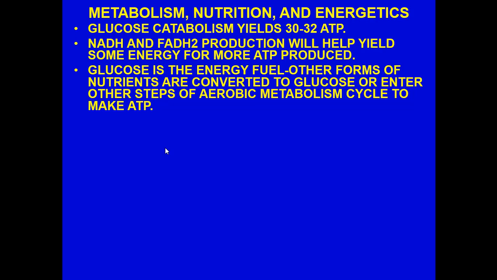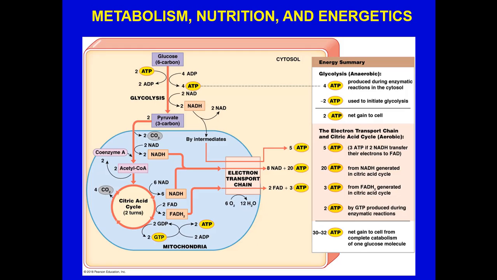There are other forms of nutrients that can be converted to glucose or enter other steps of the aerobic metabolism cycle, such as the Krebs cycle, as I mentioned to you before, and they can be used to make ATP. So let's take a look at this in the big picture here. If you take glucose, you run through it, you get 2 molecules of pyruvate, they get stripped of a couple of carbons, and you go through the citric acid cycle, you get a little bit of ATP, you get a lot of these hydrogen carriers, which deliver their hydrogen to the electron transport chain.